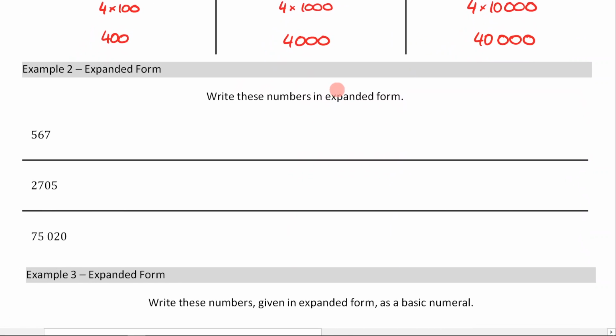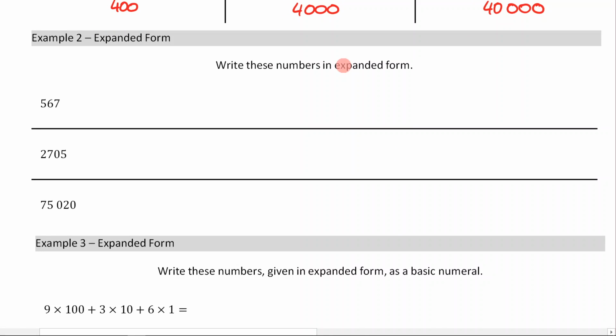Let's now go through our next example here, which says write these numbers in expanded form. The first one is 567. So this 5 here is in the hundreds column, so it's going to be 5 times 100. Then we plus, this 6 is in the tens column, so 6 times 10. And then finally, this 7 is in the ones column, so 7 times 1. Let's move on to our next one, which is 2,705.